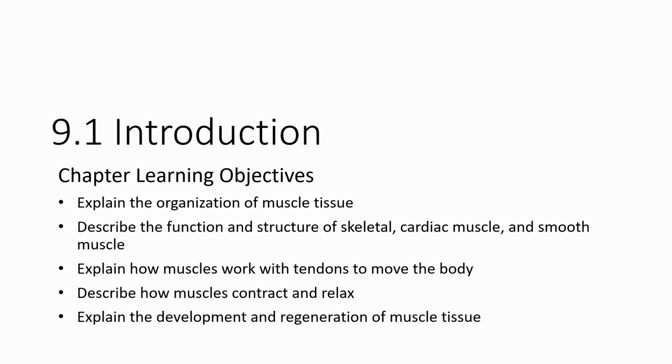So what are we trying to accomplish here? We are going to look at the organization of muscle tissue. We're going to remind ourselves about skeletal, cardiac, and smooth muscle. That should be somewhat reviewed, so we'll go through it relatively quickly. We'll talk about how muscles work, especially with the tendons to move the body, and then get into muscle contraction and relaxation. And lastly, we'll talk about some of the development and regeneration of muscle tissue.